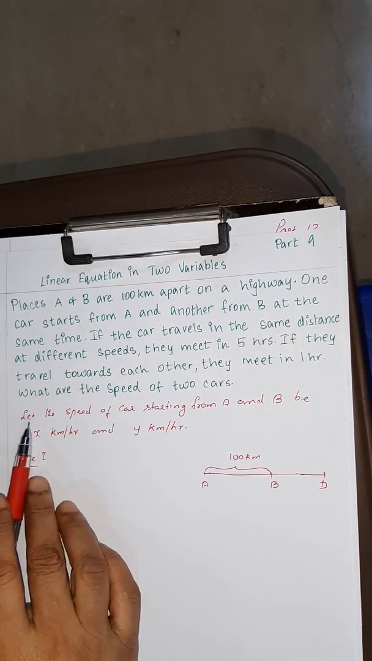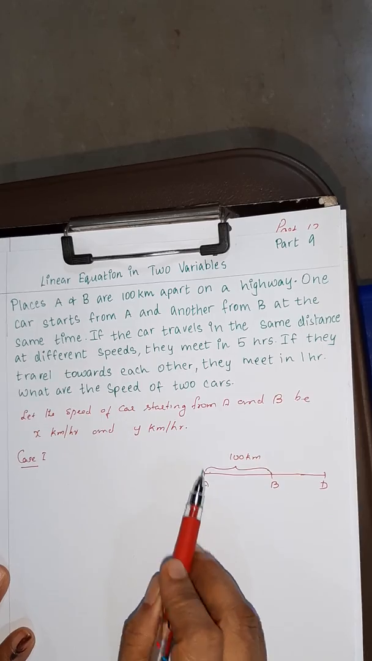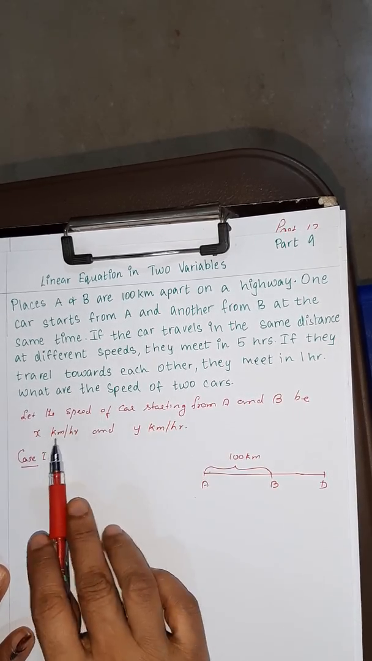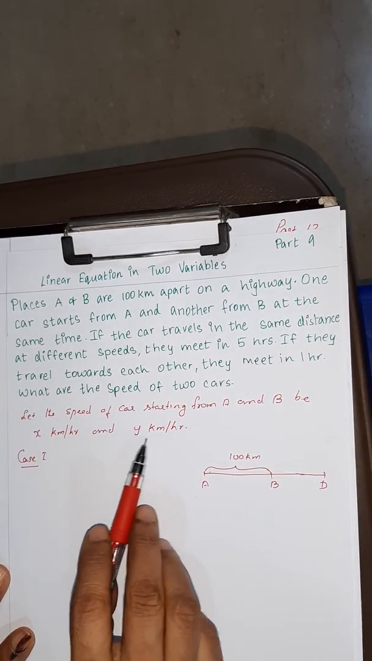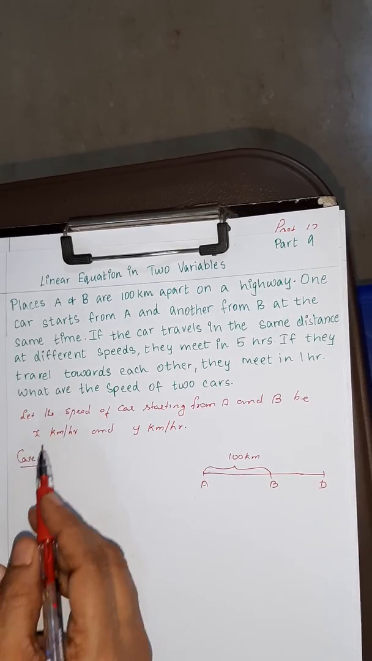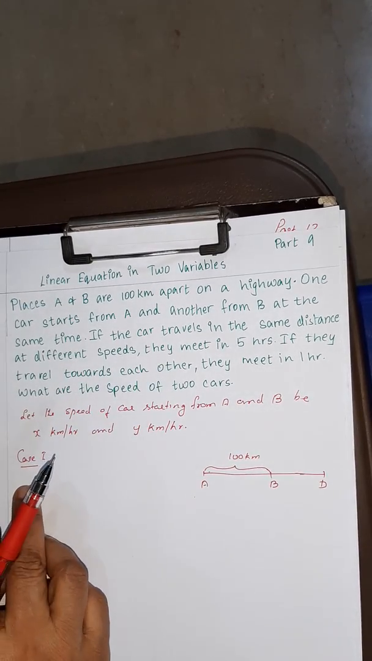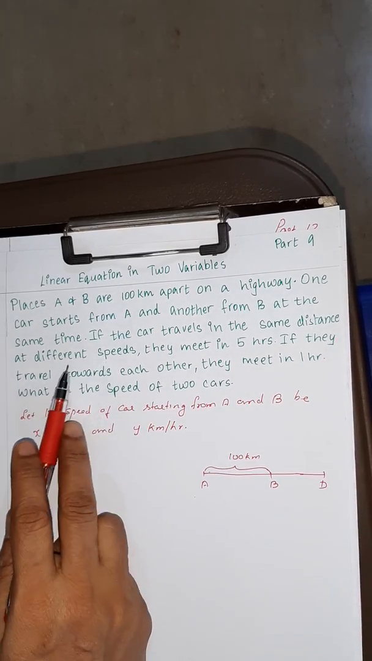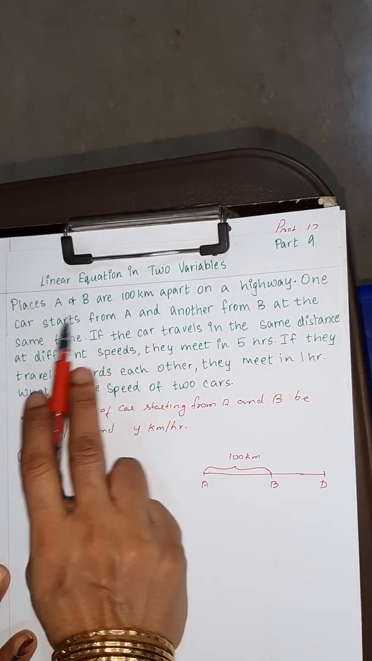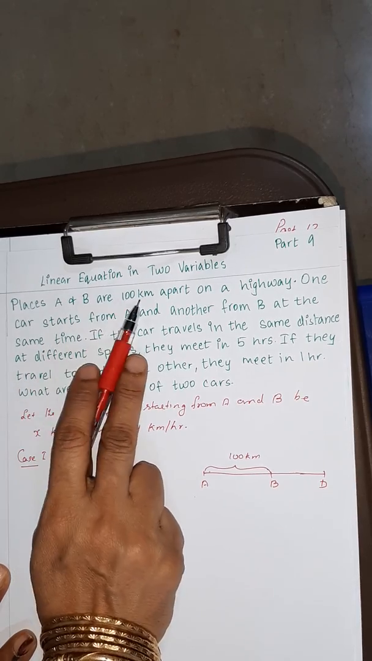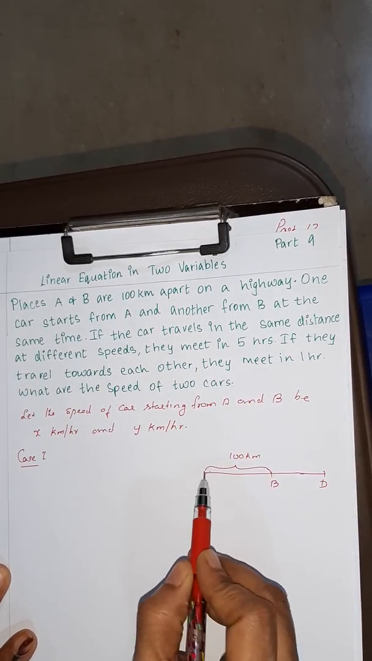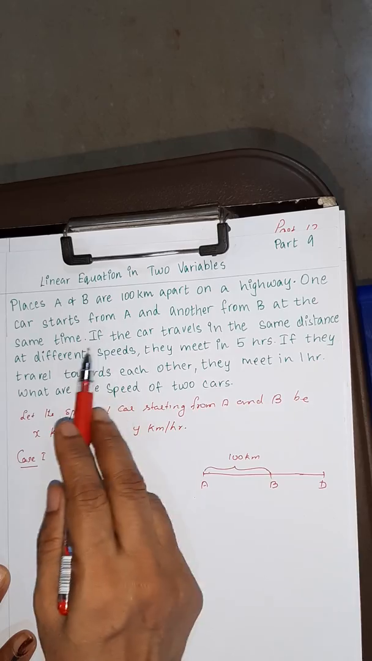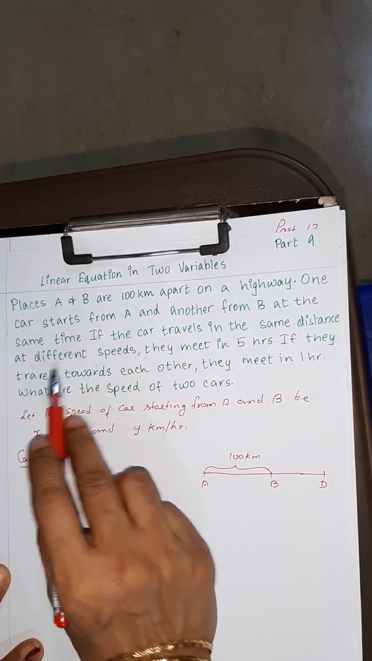So, we'll let the speed of the car starting from A be x and the car starting from B be y kilometers per hour. Now, we have two cases, and that is how we will be framing two equations. In the first case, it is given A and B are 100 kilometers apart. So, this distance AB is 100. The cars travel in the same direction at different speeds.